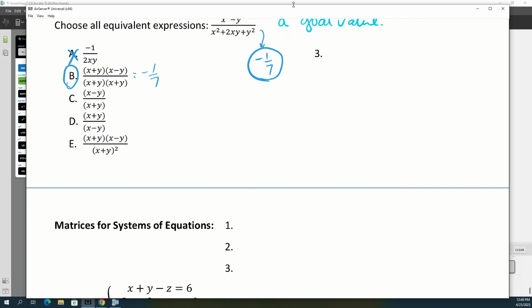Is there one of those choices that looks like B, but it's just slightly different? E. Yeah, because x plus y is x plus y squared. So E is also one that would have given us negative 1/7.